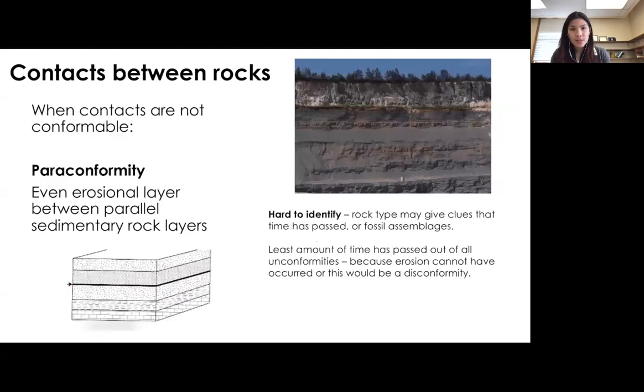And then finally, one of the hardest unconformities to understand are paraconformities, because these are really not visible. These are two parallel rock units that have an erosional layer between them, so there is some time that is missing between them. In order to identify a paraconformity, we need to know the ages of the rocks, or we may need to know some fossil assemblages that tell us that time has passed. Usually a lesser amount of time has passed because there really couldn't have been any subsequent erosional event or any burial of the rock and lithification or tilting.